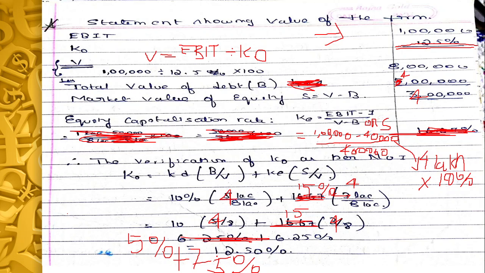You should keep your calculators aside and start calculating. See, 10 into 4 by 8 it is. Yes, 4 ones are 4, 4 twos are 8. 10 into half is 5. Correct? 15, the same. 15 into half is 7.5. 7.5 plus 5 is 12.5. It is very simple math. You do not want to use your calculators.